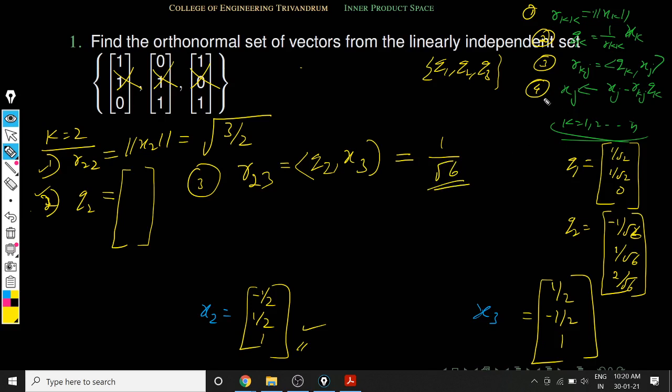Then step 4. We have to replace the remaining xj's. We have only one more xj, that is x3, because now we have k equal to 2, so k plus 1 means x3. So in step 4, we have to replace this x3 with the new x3. What is new x3? New x3 is the old x3 minus r23 into q2. Presently k equal to 2, q2.